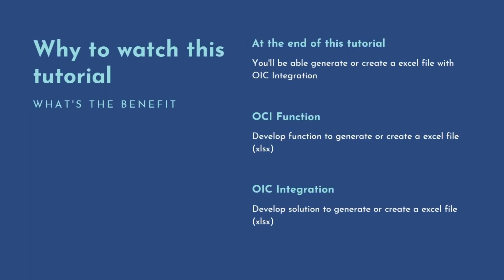Now the question will arise, why do we want to watch this tutorial and what benefit does it have to offer to you? At the end of this tutorial, you will be able to generate or create an Excel file with OIC integration with ease, as there is no direct support in OIC integration for Excel files. Second thing is OCI function. You will be comfortable in developing a function to generate an Excel file and push the Excel file to the SFTP server. Third thing is you will be comfortable in developing a solution wherein if there is a requirement to create an Excel file or push the Excel file to an SFTP server, you will be able to do it with ease. All those things you will be able to learn.